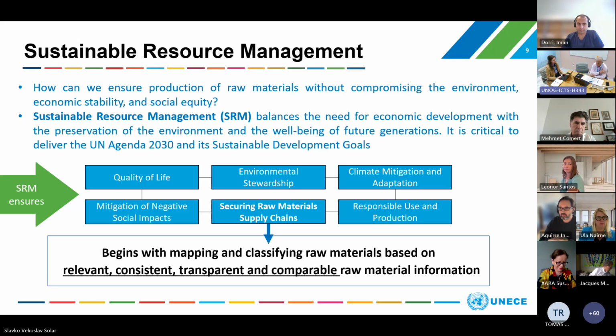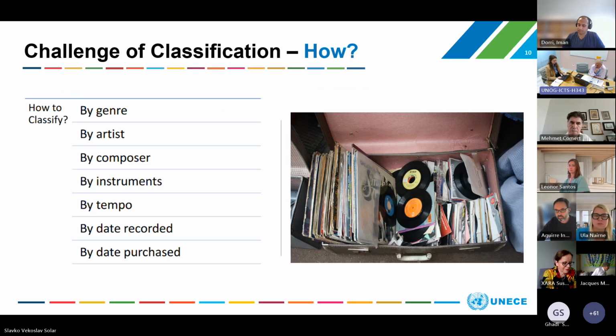Just to give you a big picture in the background, so why UNFC? The bigger picture in the background is, of course, sustainable resource management at different levels. In the case of the CRMA, it is how to ensure the supply of raw materials without compromising environment, economic stability, and social equity. For fulfilling all the requirements on sustainable resource management, we need a lot of information. This information needs to be relevant, consistent, transparent, comparable, and so on. So this huge amount of information needs to be somehow classified so that it would be easy to recognize how the sustainable resource management is being done. So the challenge is how to classify it.